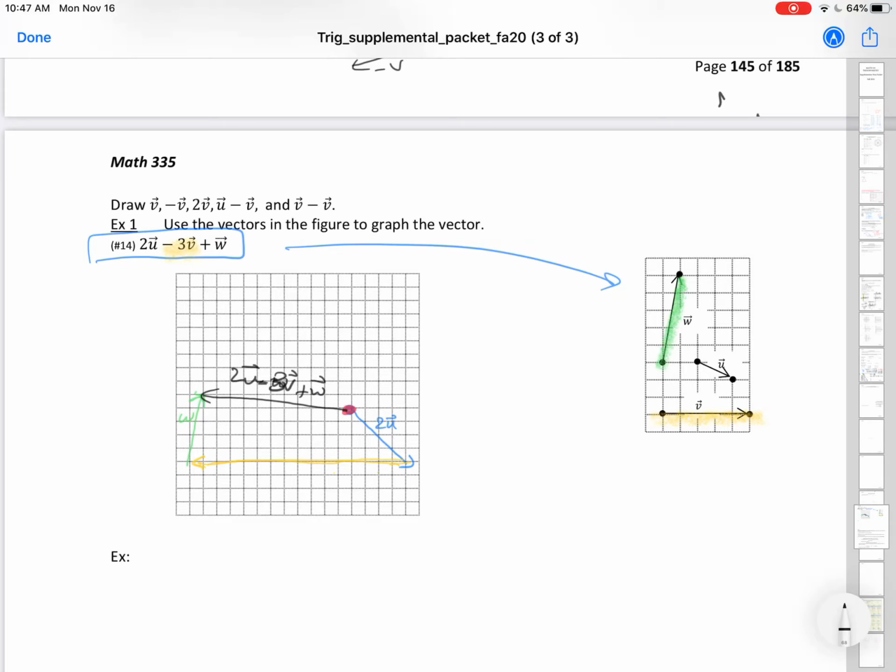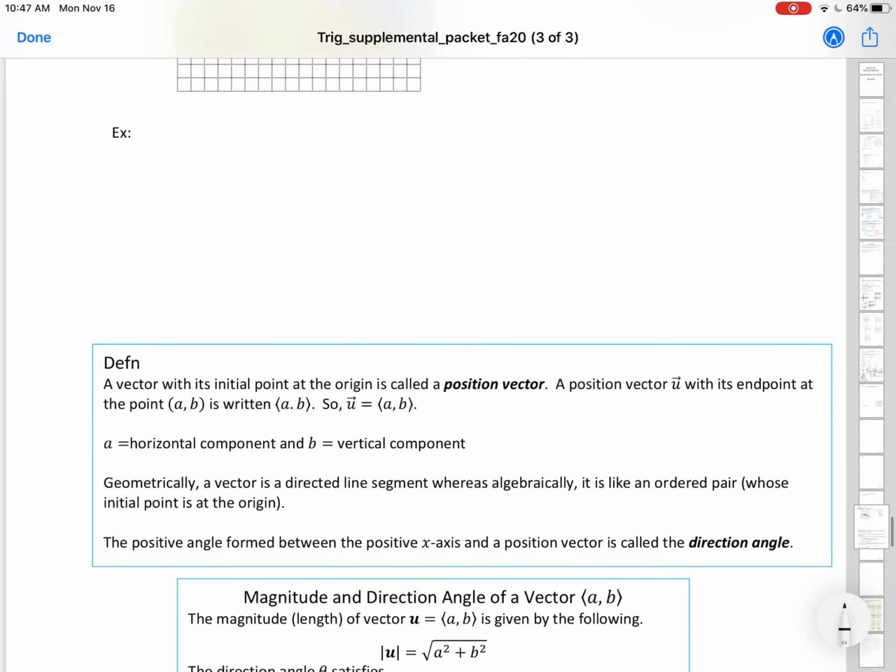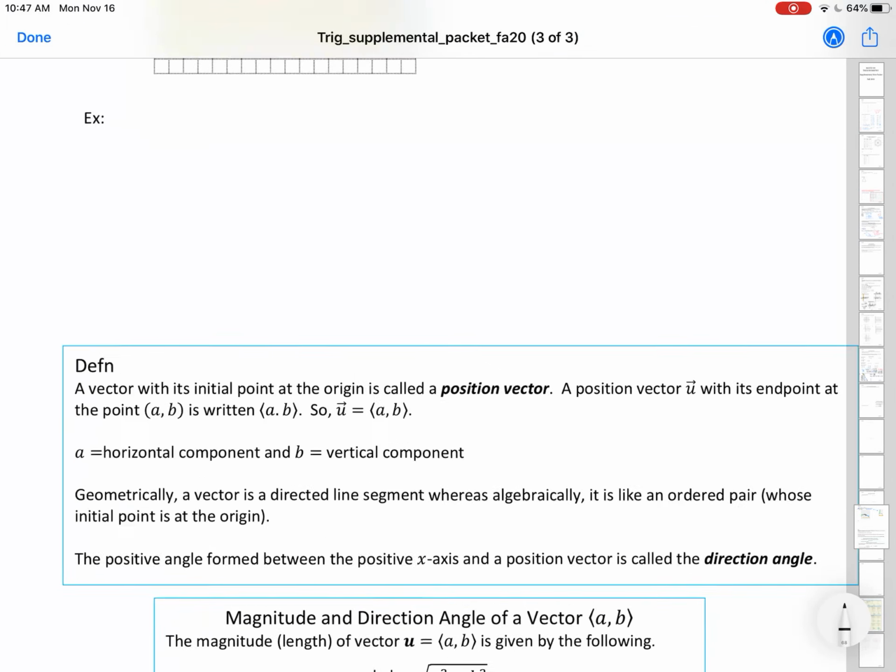Interesting, right? On the exam, I really look at you just adding a couple of vectors. I don't really do anything like this, but it's good practice. So we have a little bit of blank space here.